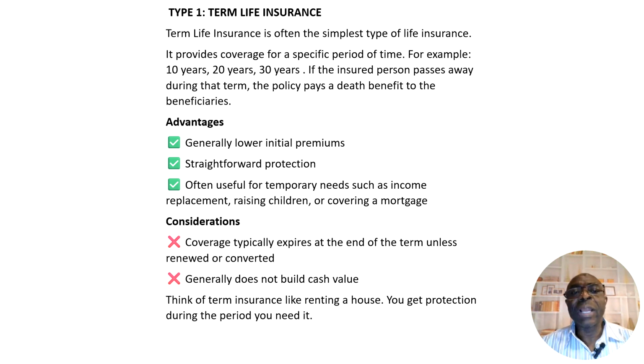The first type of life insurance is called term life insurance. Term life insurance is often the simplest type of life insurance. It provides coverage for a specific period of time, for example, 10, 20, or 30 years at most. If the insured person passes away during that term, the policy pays a death benefit to the beneficiaries.